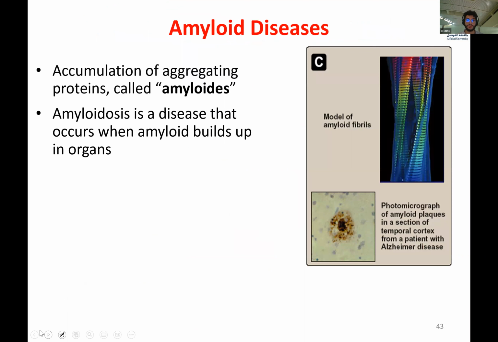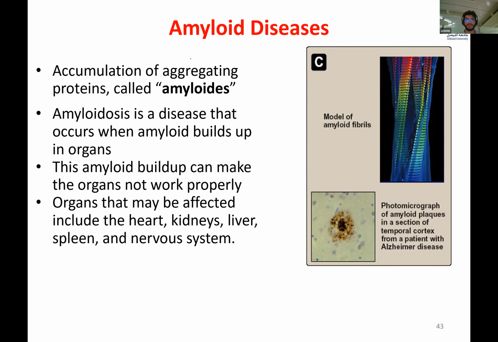So let's discuss amyloid diseases. Amyloid diseases are just things we discussed earlier. Amyloid is just a term. It's not a specific protein. There's no specific protein called amyloid. Amyloid is just a bunch of proteins that are aggregated together. And amyloidosis is a disease when amyloid builds up in organs. There's no specific protein that's building up. It's just a bunch of protein that aggregates and forms a disease. It's a very general, broad term.